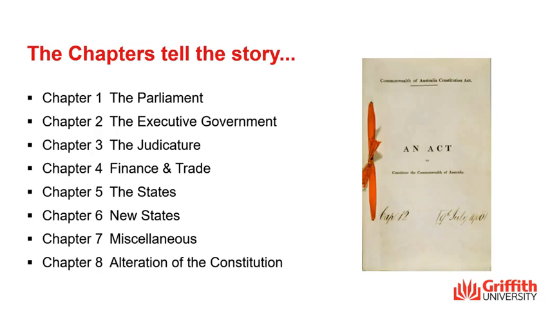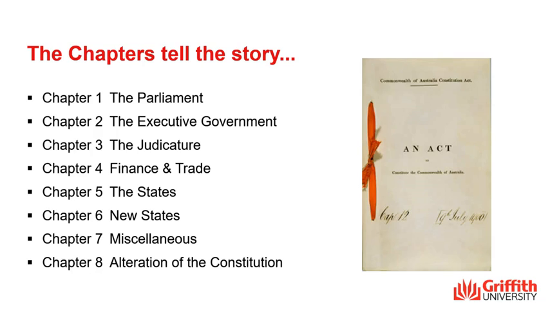When we look at the Constitution, the chapters themselves tell the story. Chapter 1 talks about the Parliament, Chapter 2 about executive government, Chapter 3 the judicature. So the first 3 chapters really are about how separation of power is achieved within Australia.